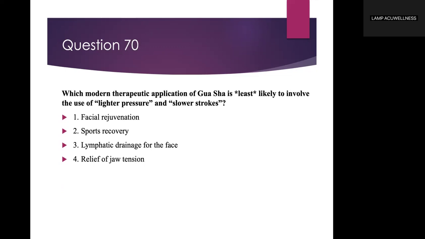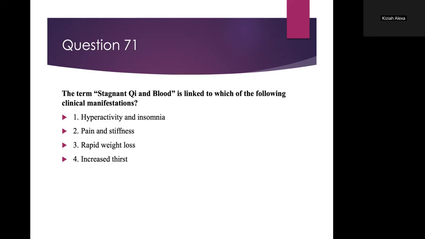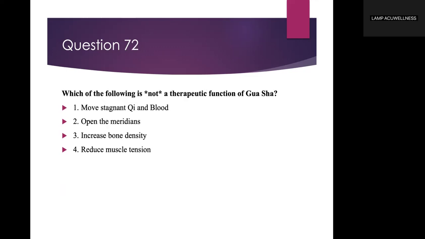Which modern therapeutic application of gua sha is least likely to involve the use of lighter pressure and slower strokes? For the sports recovery. Number two. The term stagnant qi and blood is linked to which of the following clinical manifestations? Pain and stiffness. Which of the following is not a therapeutic function of gua sha?